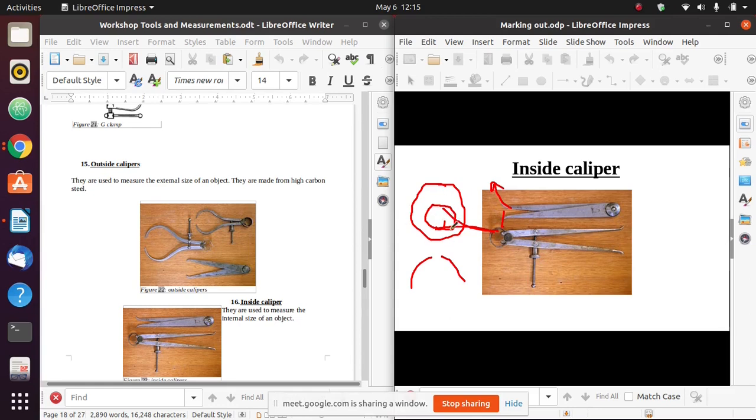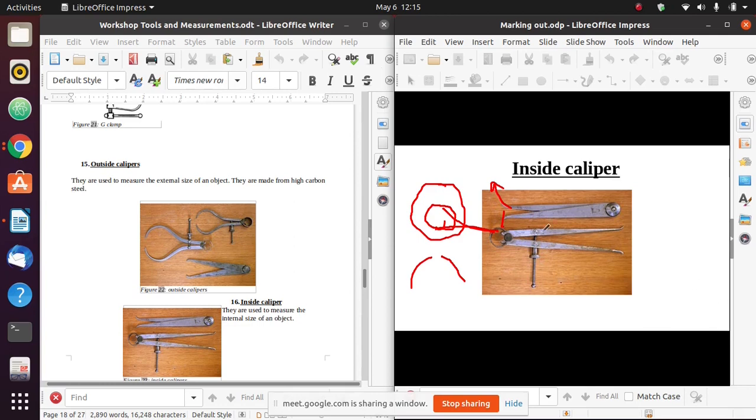Then I can determine the internal diameter. I will open the legs, touch one leg on the one side of that pipe, and then touch the other leg on the other side of the pipe, and then transfer these measurements onto a scale, and I'll be able to determine the measurement of my internal diameter of a circular workpiece.